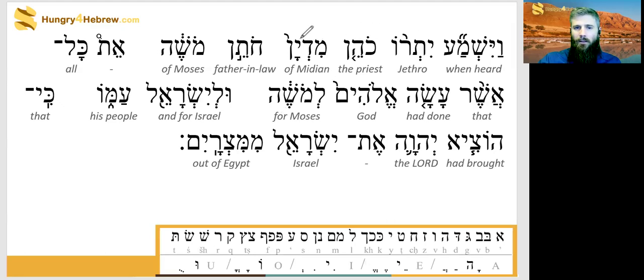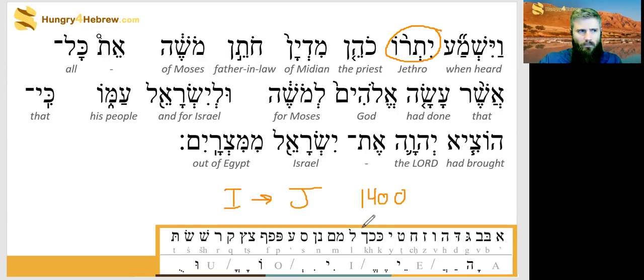Okay, Yitro is the modern Hebrew way to pronounce Jethro's name. Remember, there's no J in Hebrew. The reason we pronounce it with a J is mostly because the I turned into a J in about the 1400s, in English, or maybe in French too. Point is, there's no J in Hebrew.